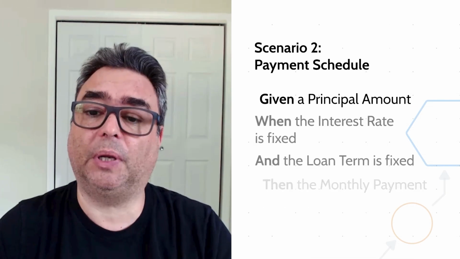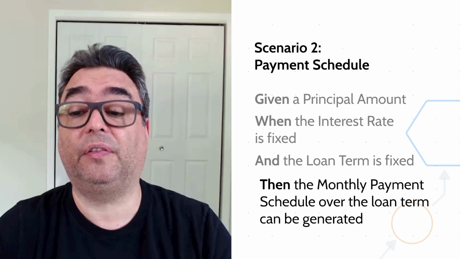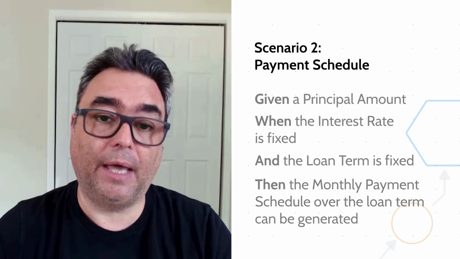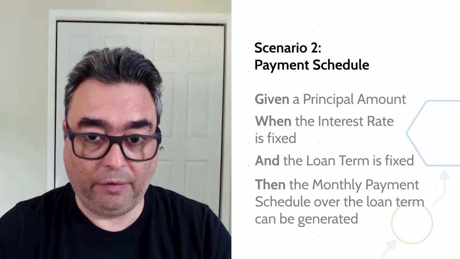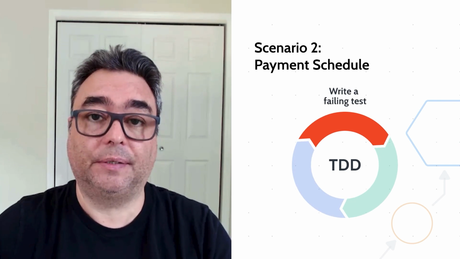So given a principal amount, when the interest rate is fixed and the loan term is fixed, the monthly payment schedule over the loan term can be generated. Again, we are describing how the system should behave. And again, we are going to start by creating a failing test.